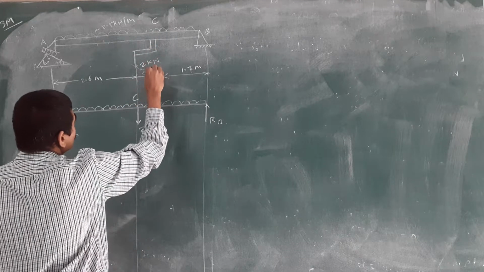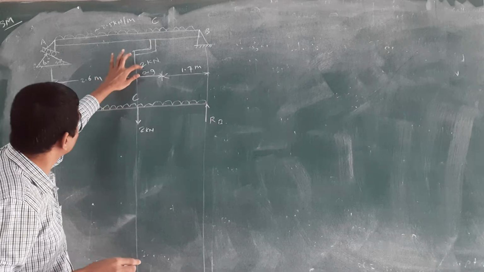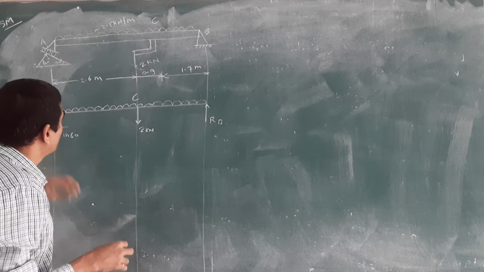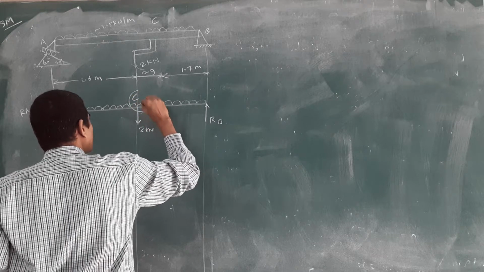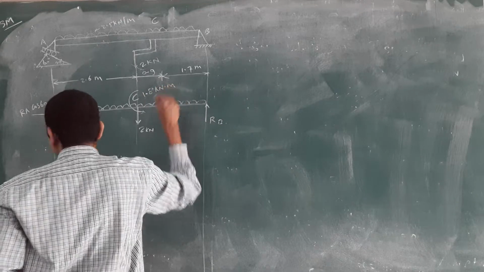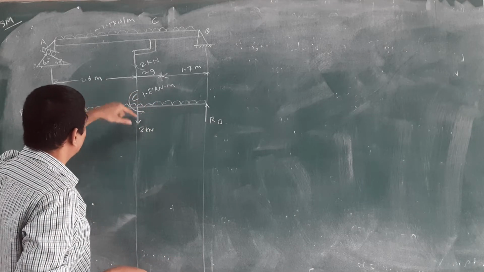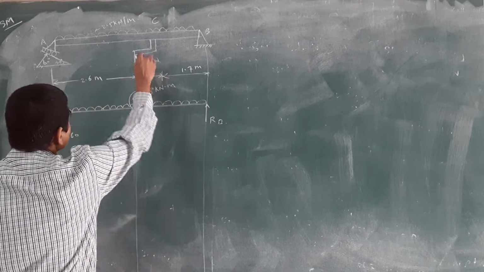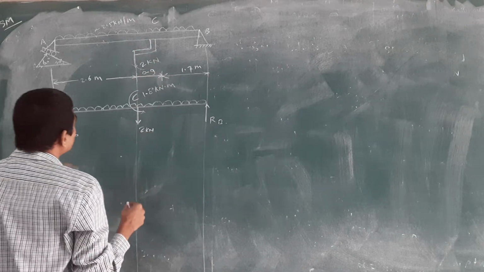How to convert this? What is the couple? Force into distance, or what is the moment? Force into distance. 2 into this horizontal distance. 2 into horizontal distance 0.9 means a couple acts here in this way at the point C. Again here you will get the value 1.8 kilonewton meter. All of you getting 1.8 kilonewton meter. This couple is acting in the anti-clockwise direction. If the distance of 0.9 is given on this side, then this point load is going in the clockwise direction. Remember that.